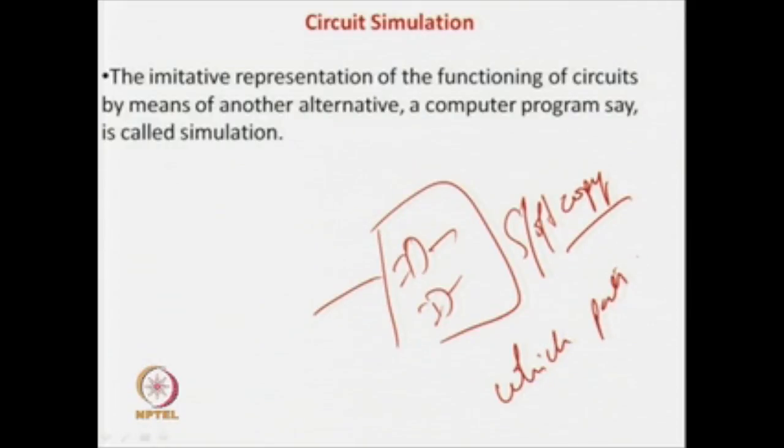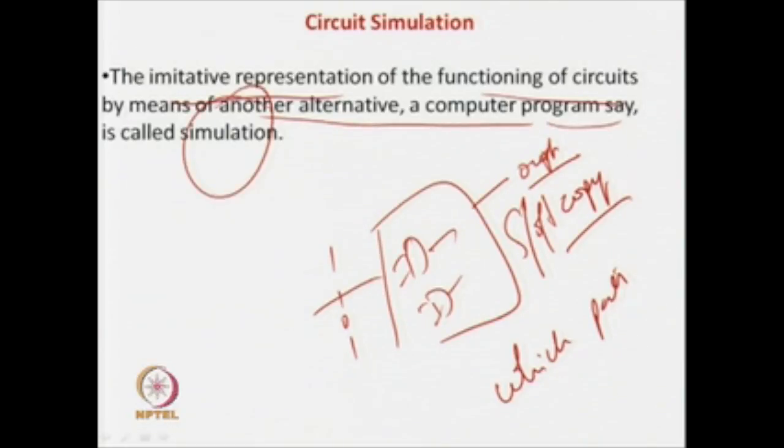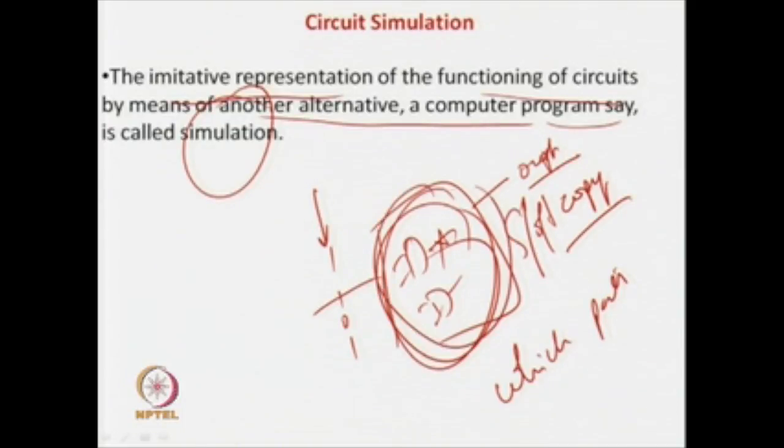So, by random pattern, you are applying some random 1s and 0s, and you have to find out the output. That means you have to simulate your circuit. What do you mean by simulation of the circuit? The imitative representation of the functioning of the circuit by means of another alternative, say a computer program, is called simulation. You do not have the hard version or the fabricated circuit. You apply some patterns, the circuit is represented in a computer program, and you can generate the output. After that you can apply the fault and repeat the same thing. In other words, you do not have the hard copy, but you represent the circuit in a computer program.